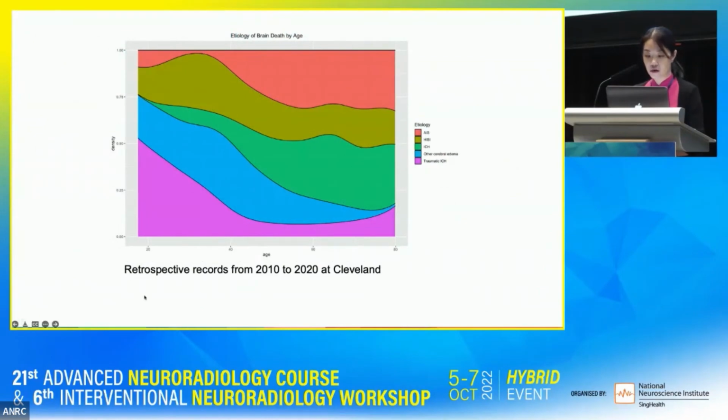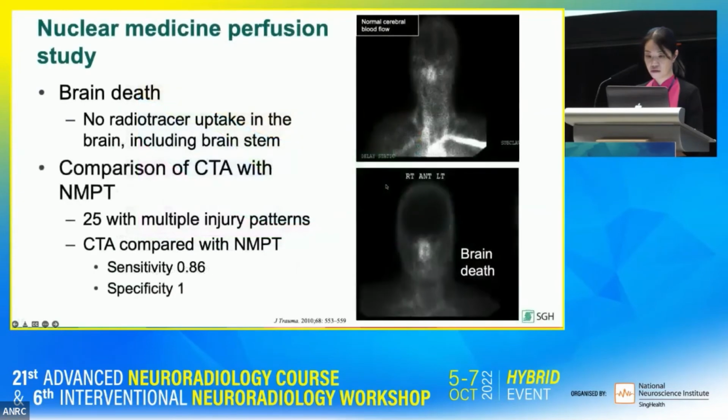This is a graph showing the retrospective records from Cleveland from 2010 to 2020, showing the etiology of brain death by age. Traumatic causes are more common in the younger age group, whereas intracerebral hemorrhage is more common as the age group increases. This is a simple diagram of a case of brain death on a nuclear medicine perfusion study. Brain death means that there's no tracer uptake in the brain, including the brain stem.